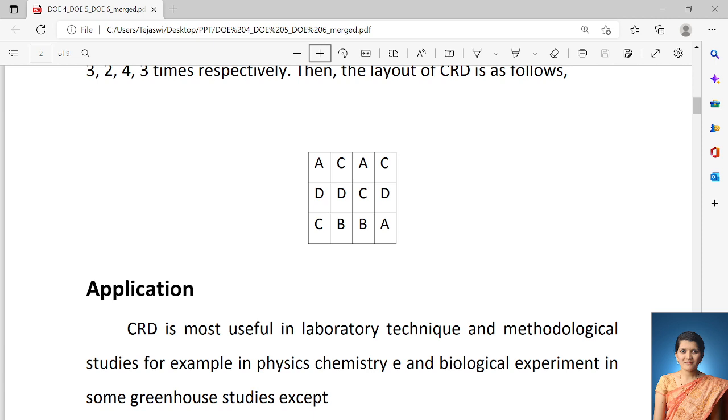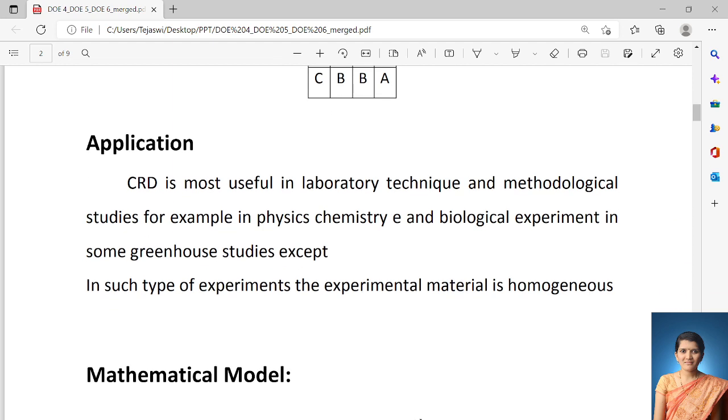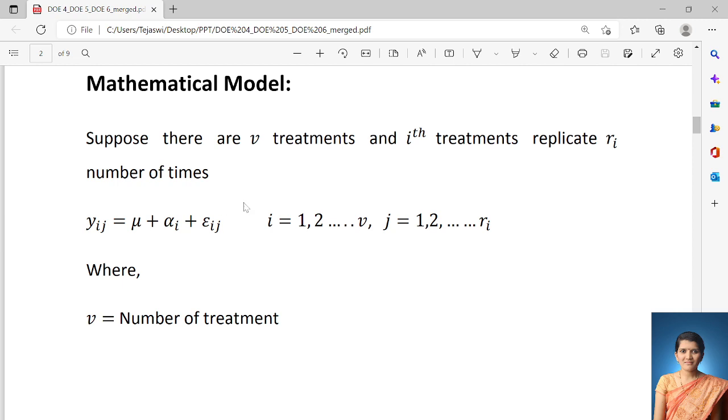What is the application of this design? CRD is mostly used in laboratory techniques and methodological studies. For example, in physics, chemistry and biological experiments, and some greenhouse studies, where the experimental materials are homogeneous. Then next, the mathematical model of this CRD design.